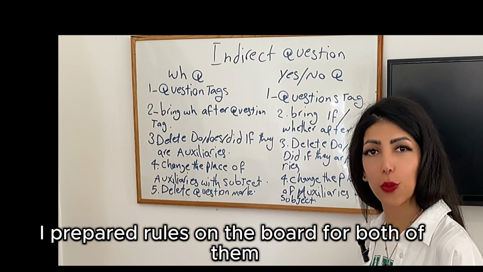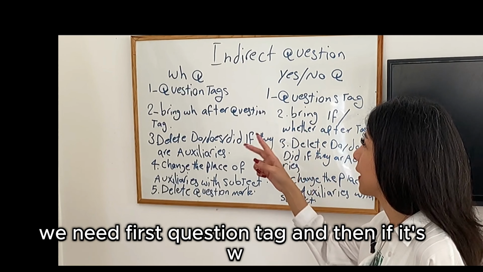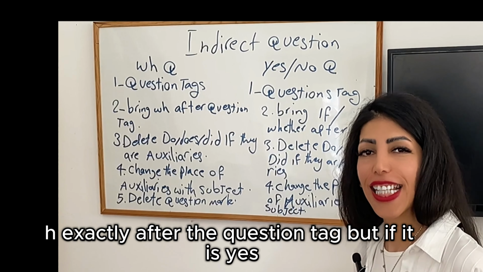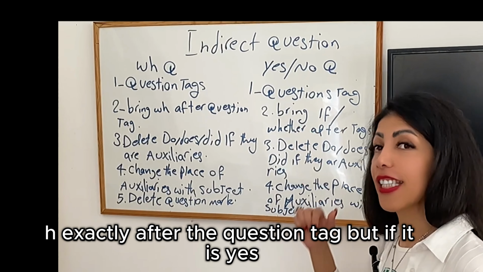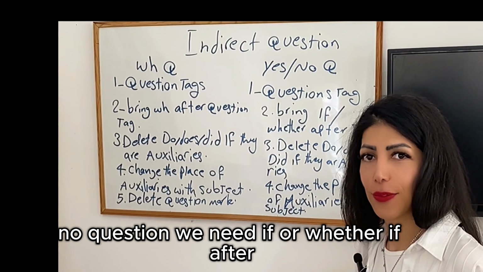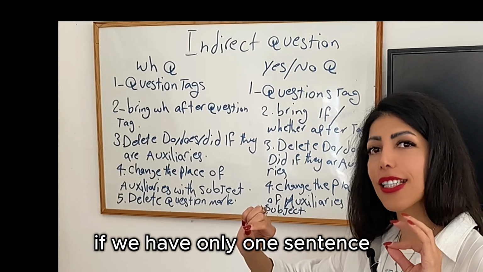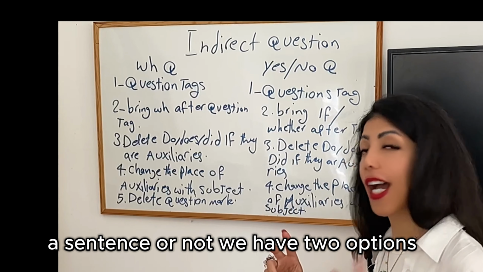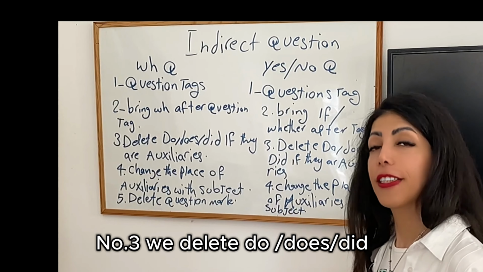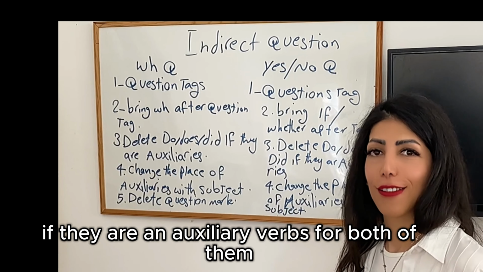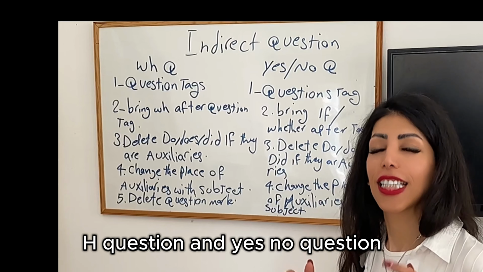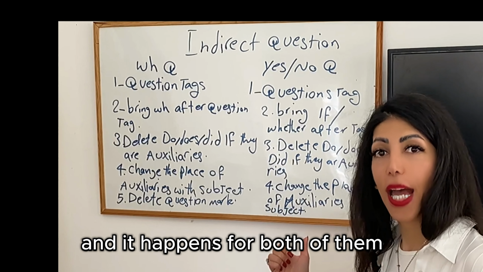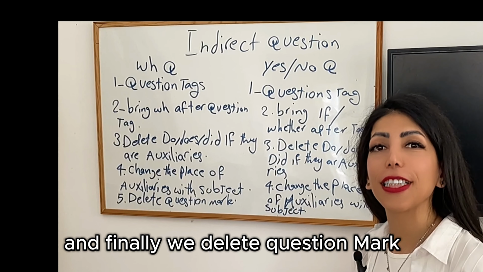As you can see, I prepared rules on the board. For both of them, we first need a question tag. And then, if it's a WH question, we bring the WH word exactly after the question tag. But if it is a yes/no question, we need if or whether. After if, we have only one sentence, but after whether, we say or not. Something, a sentence, or not. We have two alternatives. Number 3, we delete do, does, did if they are auxiliary verbs, for both WH questions and yes/no questions. The other one, change the place of the auxiliary with the subject, and it happens for both of them. And finally, we delete the question mark.